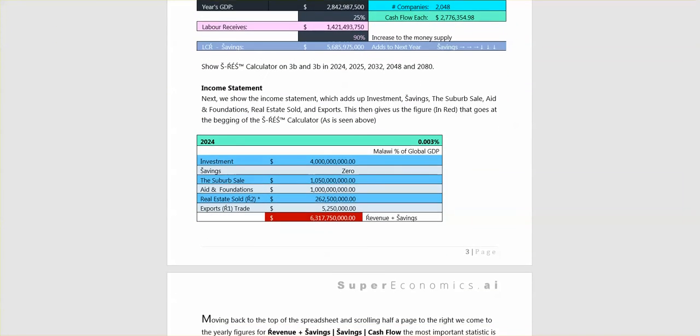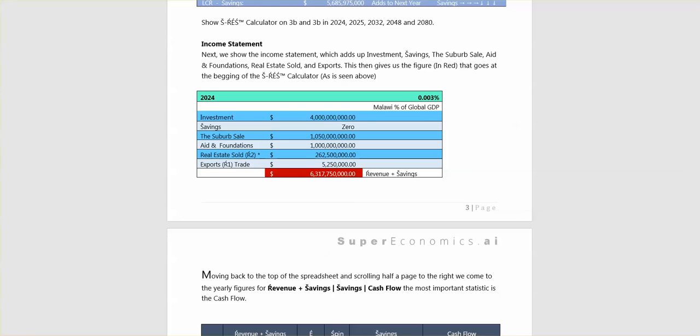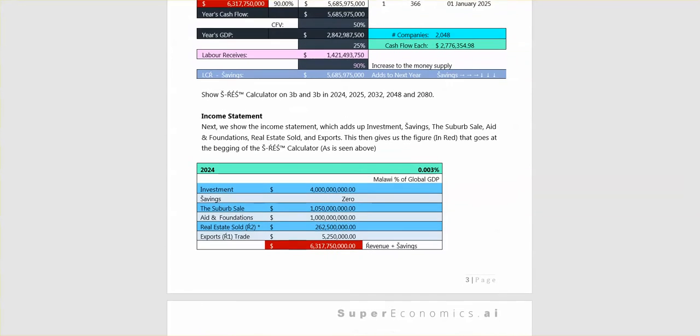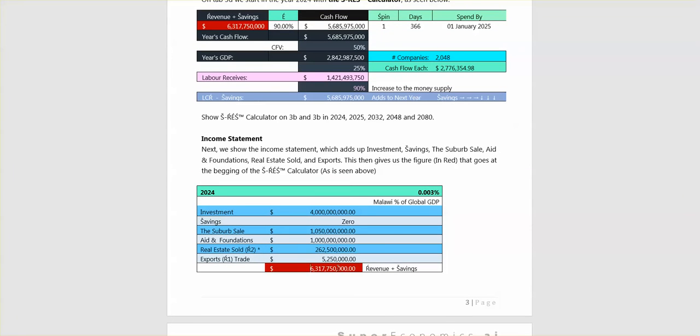Income statement. Next we show the income statement, which adds up investment savings, the suburb sale, aid and foundations, real estate sold, and exports. This then gives us the figure in red that goes at the beginning of the Res calculator, as seen above. Note below we see that 6.1, that then copies into the Res calculator in the same year.